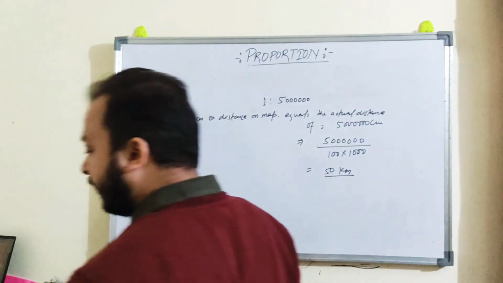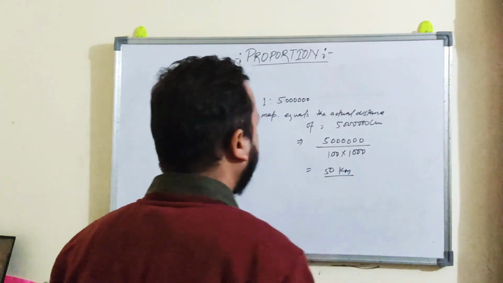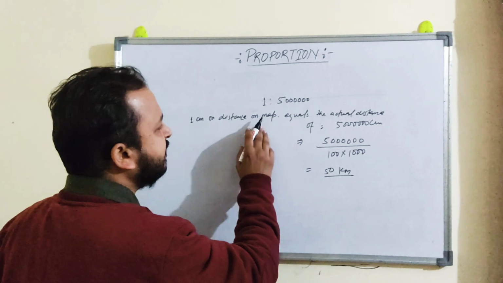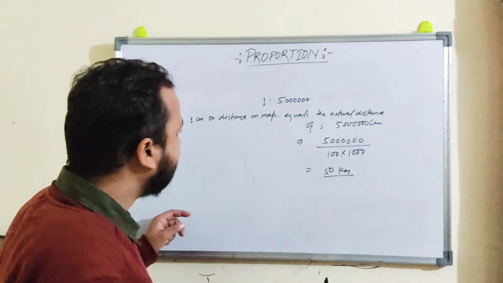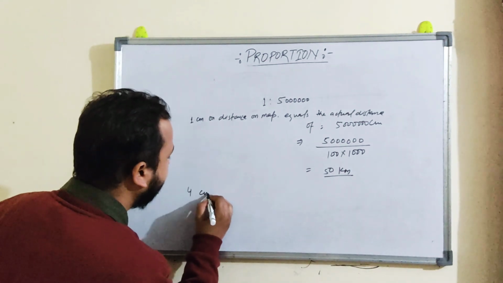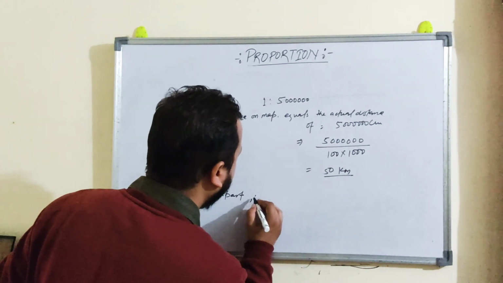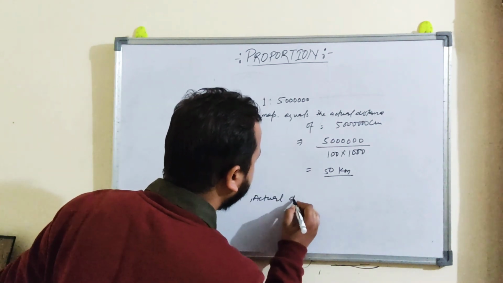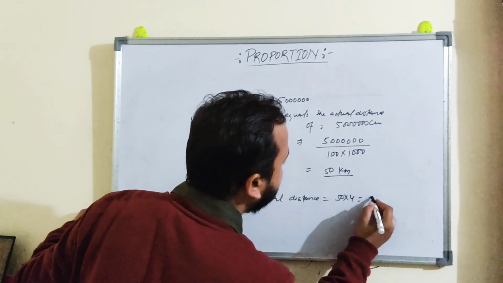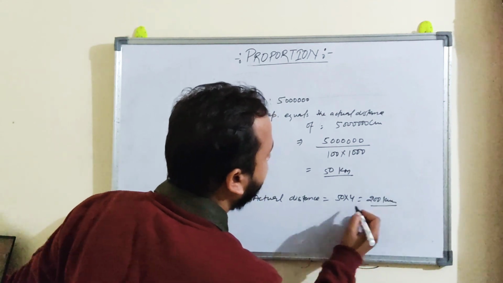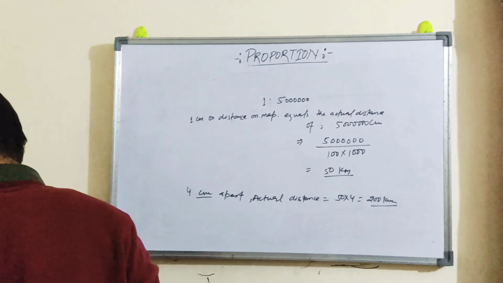They were asking: if they are 4 centimeter apart on the map. You know that 1 centimeter on the map is actually 50 kilometer apart. So if they are 4 centimeter apart, therefore the actual distance is equal to what? 50 into 4, that is 200 kilometer, right? So this way you have to do it.